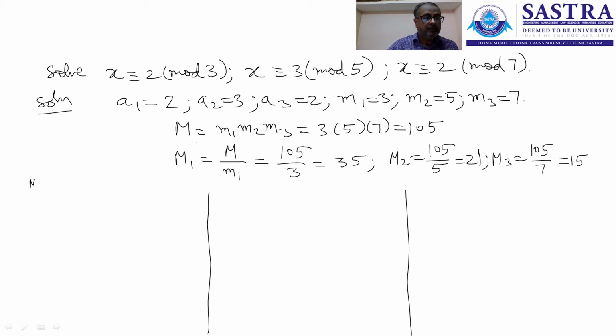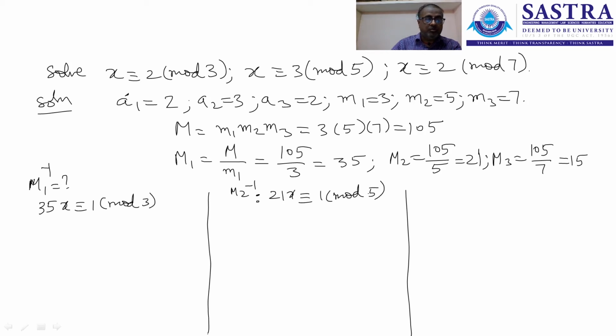Okay, what is M1 inverse? Sorry, M1 inverse. Okay, so now I will have 35x congruent to 1 mod 3. And similarly, M2 inverse: 21x congruent to 1 mod 5. Is that good?